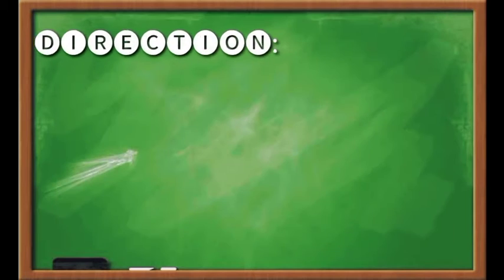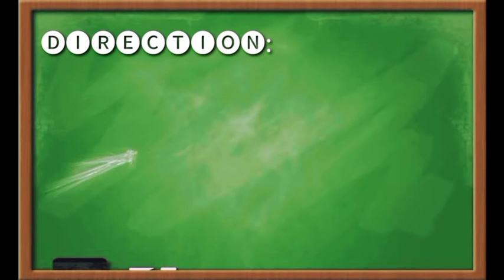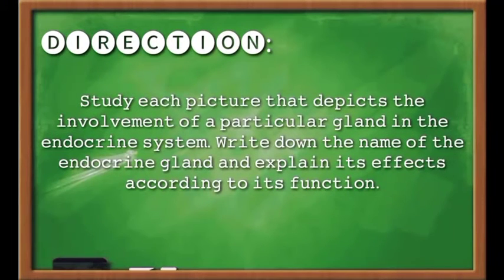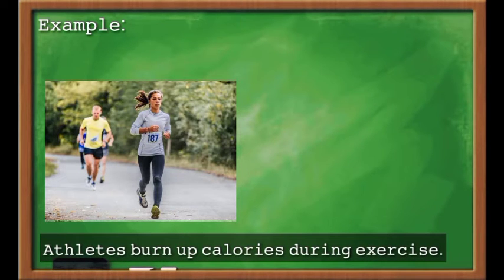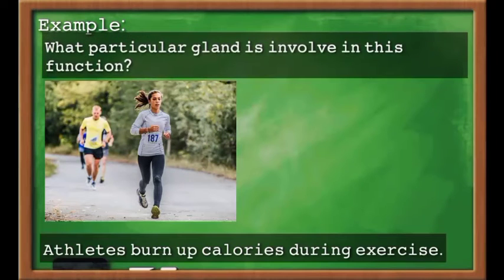Now, let's start. Direction. Study each picture that depicts the involvement of a particular gland in the endocrine system. Write down the name of the endocrine gland and explain its effects according to its function. For example, in the first picture, athletes burn up calories during exercise. What particular gland is involved in this function?